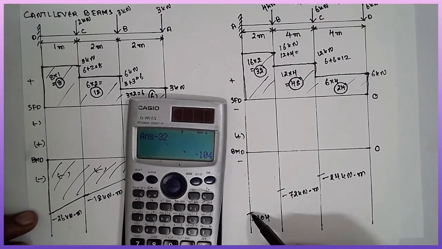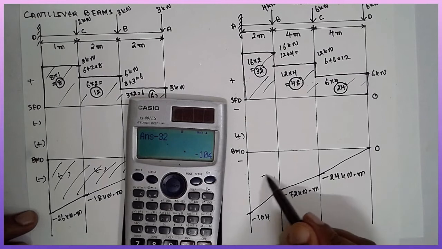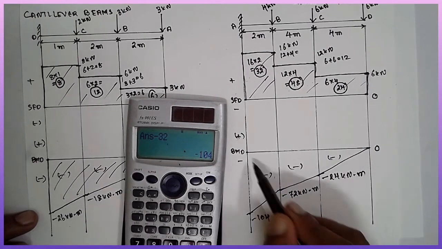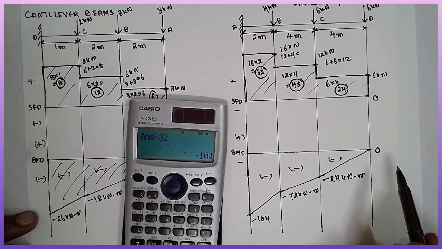An inclined line, inclined line, negative. This we call the direct method of solving the bending moment.